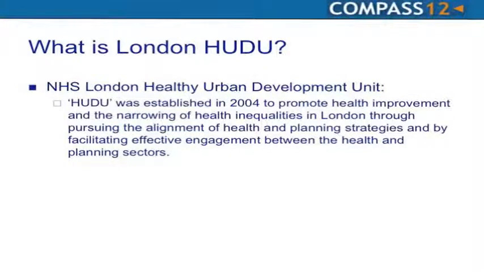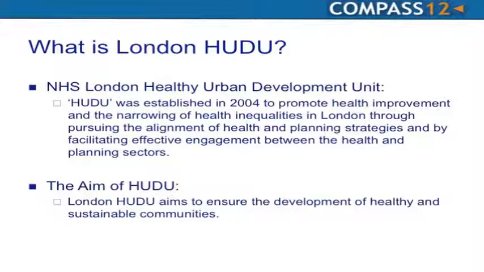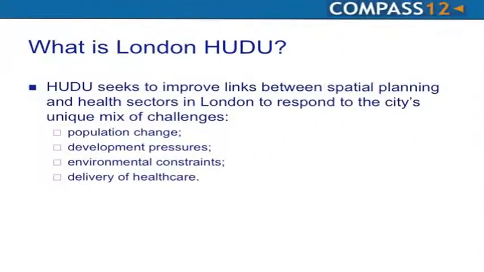What is Hoodoo? Hoodoo was developed in 2004, and it stands for the Healthy Urban Development Unit. And it was a strand, as I said, of the NHS. And they look after and align health planning with the actual growth of population and housing. The aim of it, as it says in the title, is to promote healthy and sustainable communities. Healthy living, sustainable communities from that living. Hoodoo seeks to improve the links between spatial planning and health sectors.